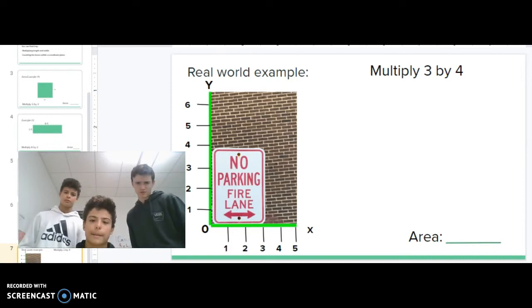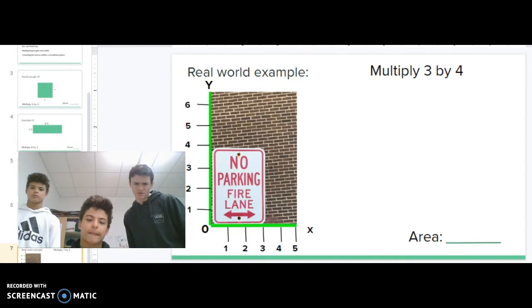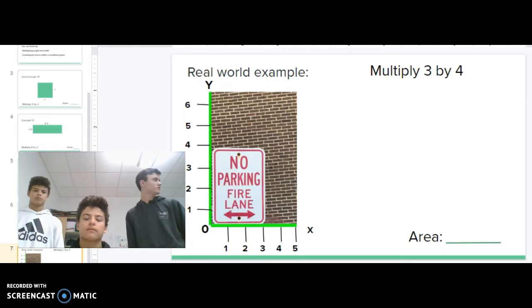A real world example could be a sign, which would just be like 4 by 3, 12 feet squared.